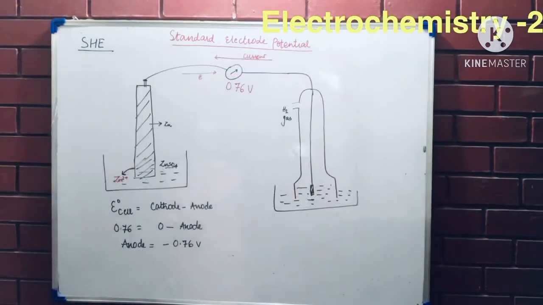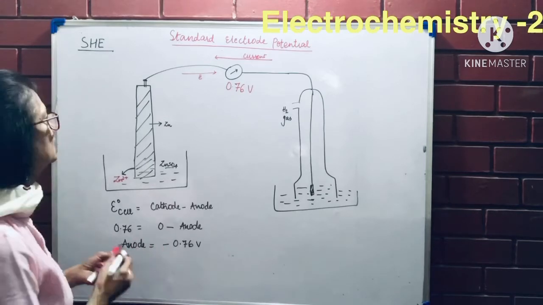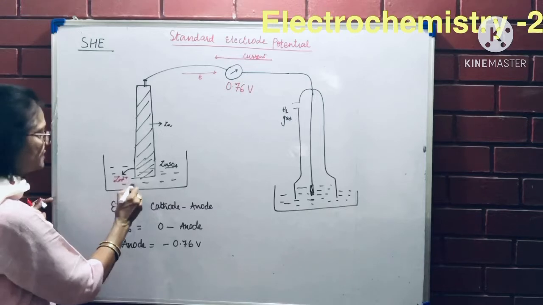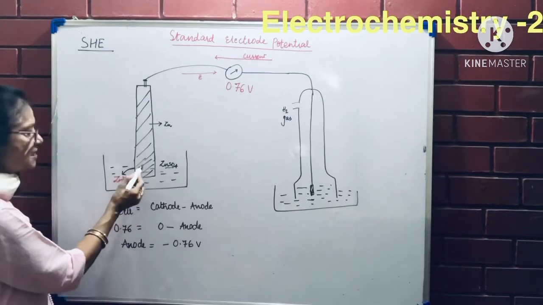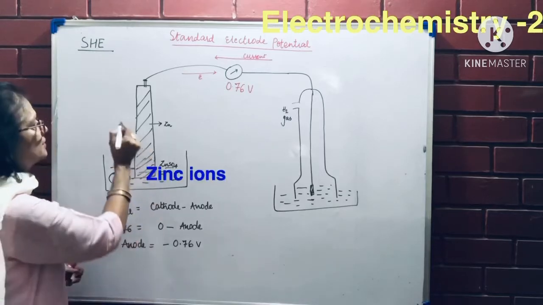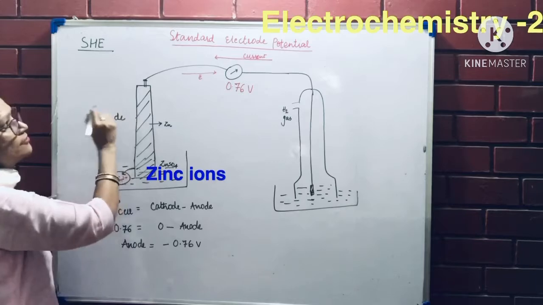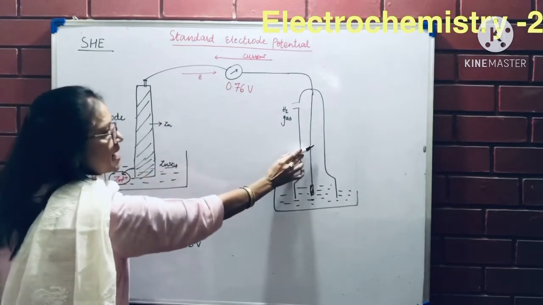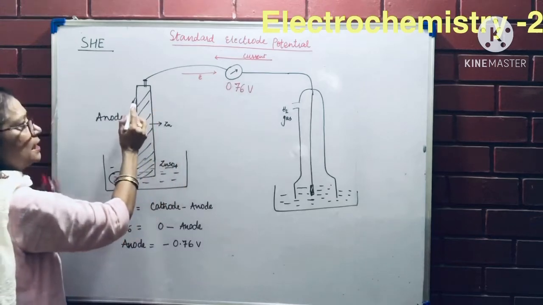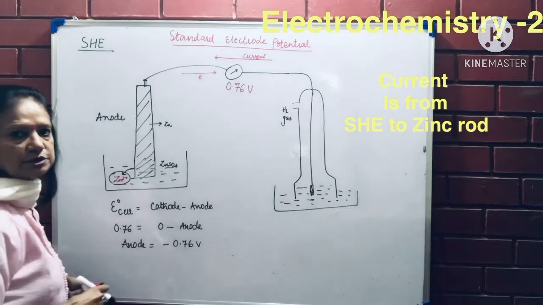Similarly, if we want to find out the standard electrode potential of zinc, then we immerse zinc in zinc sulfate solution, and we will see that the zinc rod starts dissolving inside the solution, forming Zn2+ ions. And now it is behaving like an anode, because we can see that from the standard hydrogen electrode, current is moving from here to here. Electrons are moving from the rod to the standard hydrogen electrode.